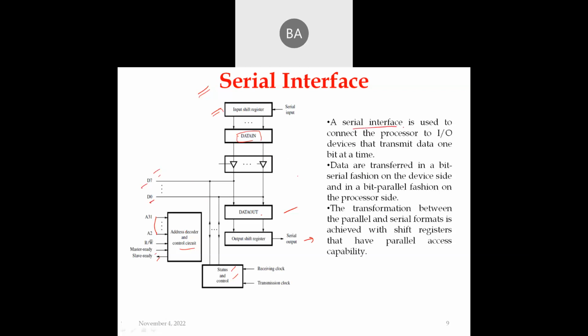A serial interface is used to connect the processor to an IO device that transmits data one bit at a time. Data are transferred in a bit-serial fashion on the device side and in a bit-parallel fashion on the processor side. The transformation between the parallel and serial formats is achieved with shift registers that have parallel access capability. The output shift register and input shift register are used for serial to parallel and parallel to serial conversions.